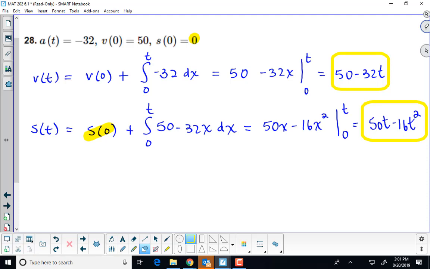Questions? Someone must have a question. When we're doing this on the test, do you want us to just forego noting plus c? Well, with the future position method, you don't use the plus c. Instead of the plus c, we use the v of 0 and the s of 0. Because with the future value method, we use a definite integral, so we don't have to deal with the plus c.